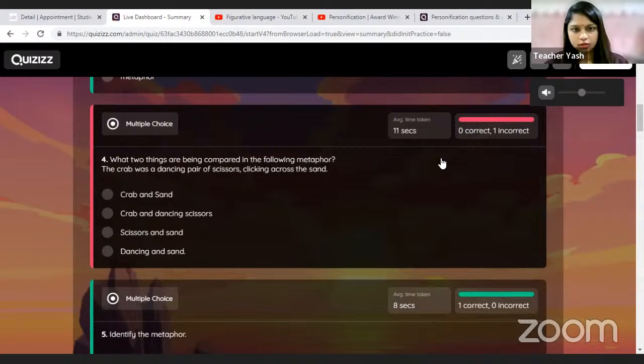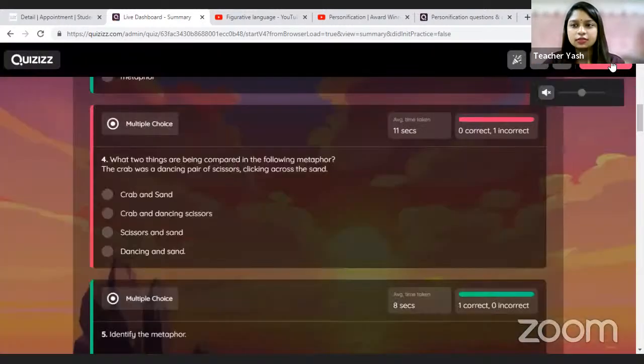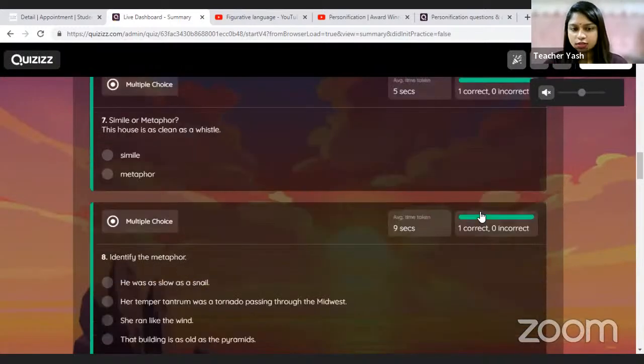Why do they ask personification questions here? Okay, what two things are being compared in the following metaphor? The crab was a dancing Caesar picking across the sand. What was your answer? Crab and sand. No, it should be crab and scissors.